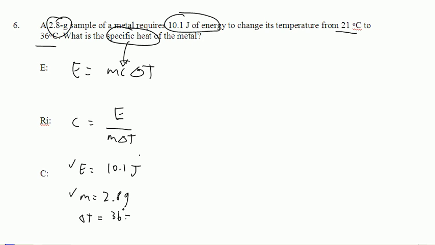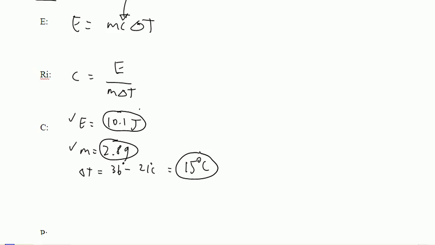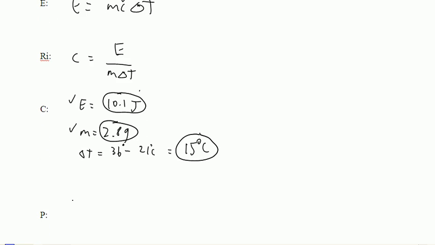36 minus 21 degrees Celsius. I believe that's 15, of course, but I'm going to do it anyway. 15 degrees Celsius. So I didn't have to do any crisscross here. This is going to be an easy problem. Literally, plug it into the equation. We're going to chug out the answer.